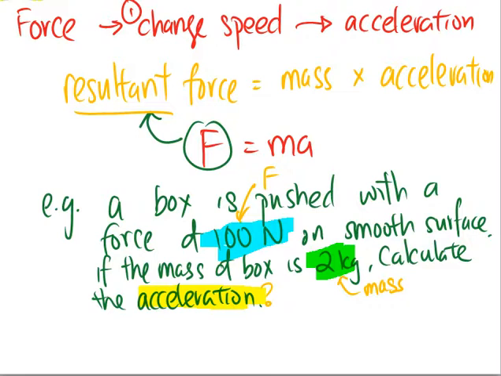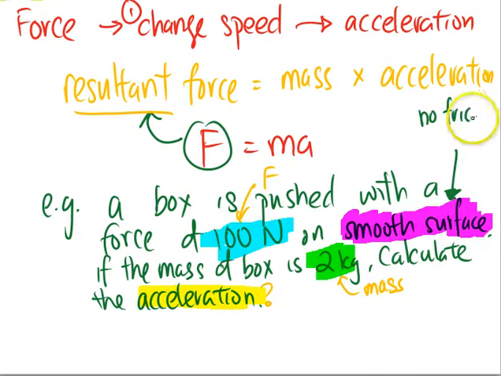There is actually one very important keyword here which people always miss out, which is smooth surface. Why is it important? Because when you see a smooth surface, it normally implies that there is no friction, which means there is no opposing force. If there were an opposing force, my resultant force would no longer be 100 Newton. You would have to find out the opposing force to find the resultant force. So take note, this smooth surface is quite important.